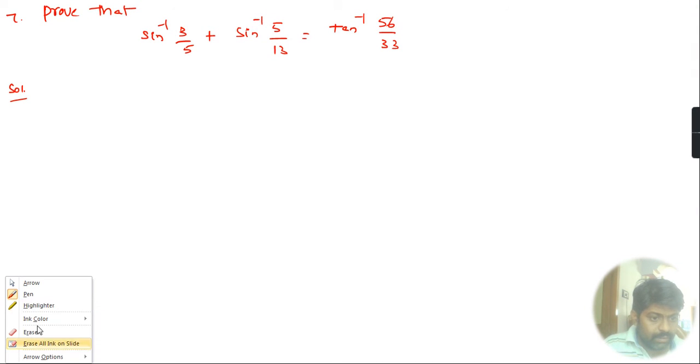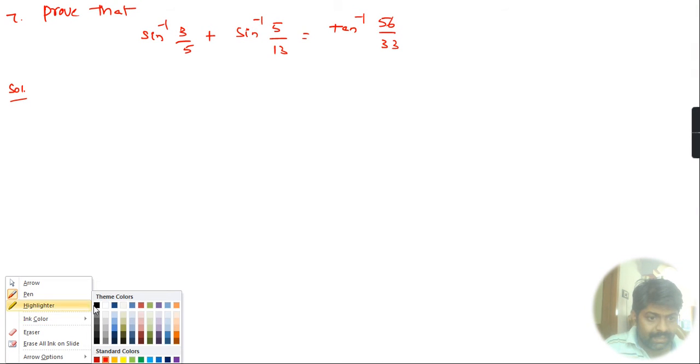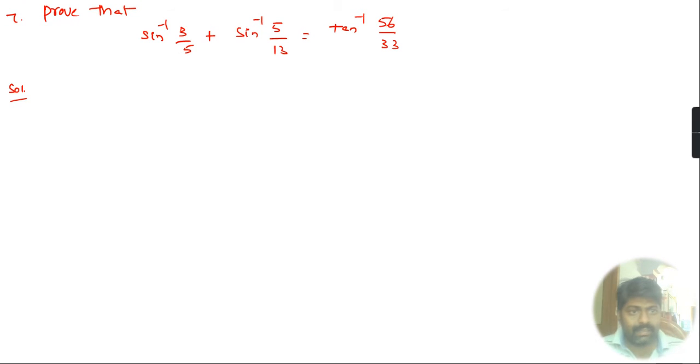Okay, so the next problem is sin inverse 3 by 5 plus sin inverse 5 by 13 is equal to tan inverse of 56 by 33. Here, what is the LHS? That is the left hand side, sin inverse of 3 by 5 plus sin inverse of 5 by 13.